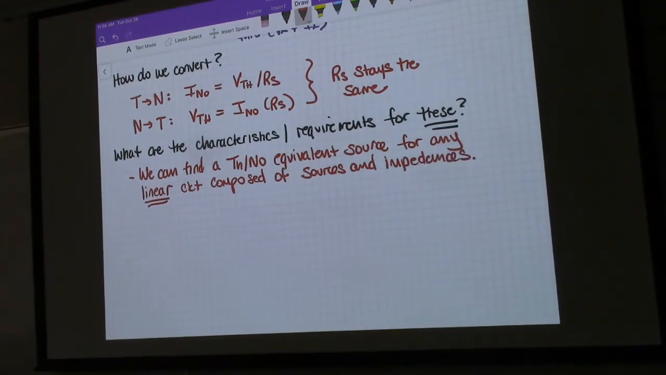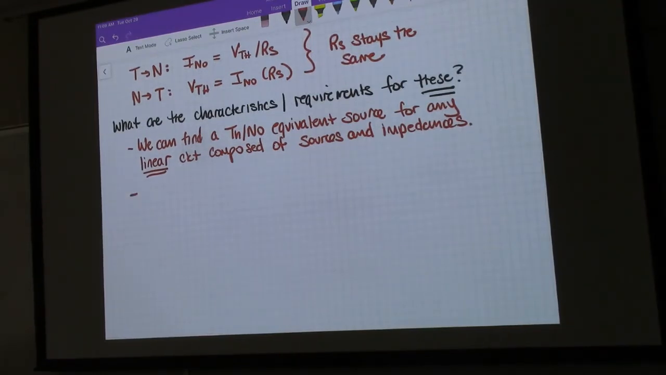We'll talk a little bit about what a linear circuit is and what linearity is, which should be a review. We'll talk about that a little bit more in a second. But the first level definition we're going to give is that linearity means that it's composed of sources, both dependent and independent, as well as impedances. Now, we're only talking about DC circuits right now, so impedances will mean resistances. But you can do this same process for AC circuits that are composed of resistances, inductors, and capacitors.